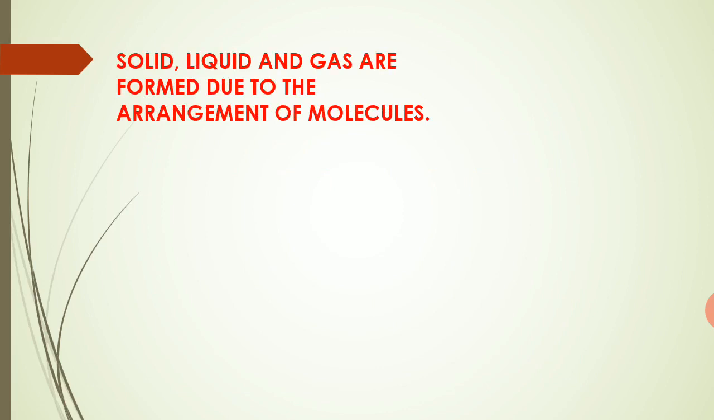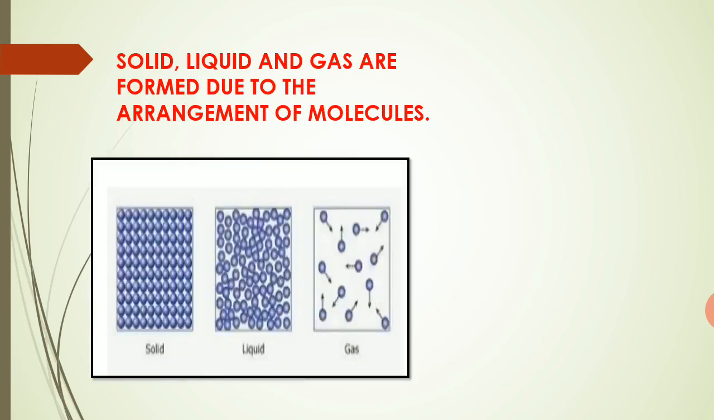Solid, liquid and gas are formed due to the arrangement of molecules. Now see the picture. In the first picture, you can see all the molecules are very tightly packed. And when molecules are very tightly packed, they form a solid, just like your eraser, your pencil, your toys. In the second picture, you can see the molecules are somewhat less tightly packed and some space is also shown in between.